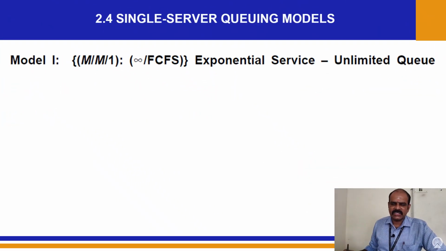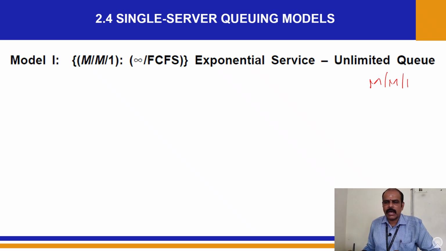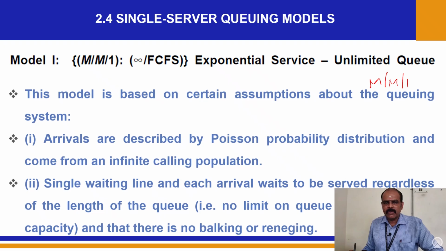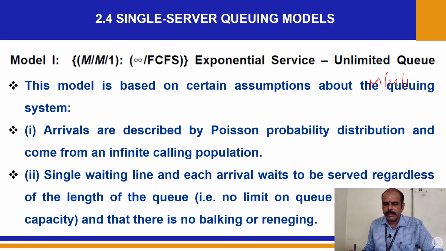So this is the first model. The model here is M1. I'll write it here: M/M/1. First we'll decode this, then we'll go for the RHS. The first M is purely Poisson's distribution. I'll just erase this and write again: M/M/1. M is going to be Poisson's distribution.